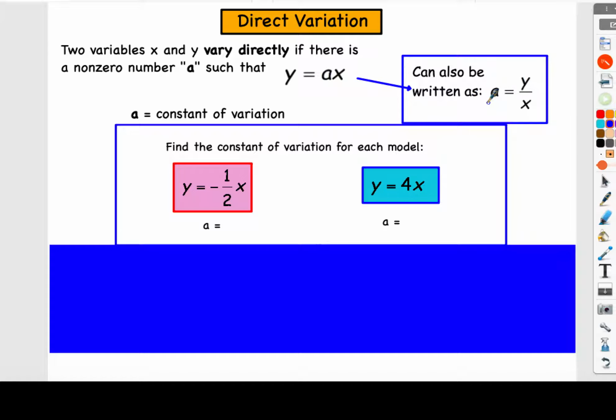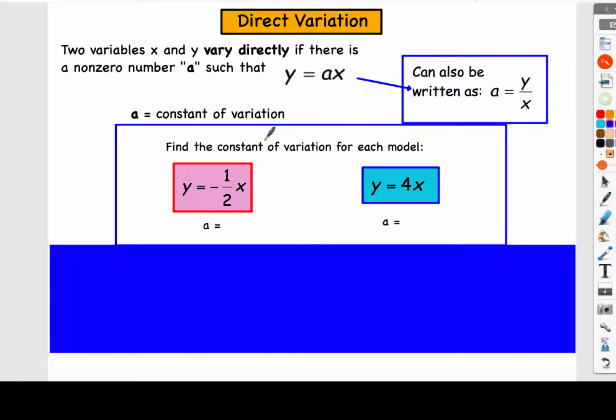So it could also be written as a equals y over x, right? Or the comparison of y to x, which sometimes helps you remember it. Again, that's a lot like the slope formula, right? Y's over x's. So that might not be a bad way to remember it either. I like this equation. I think it's fairly simple, fairly basic. Y equals ax. A is what we call the constant of variation.